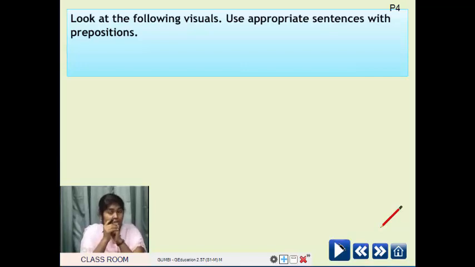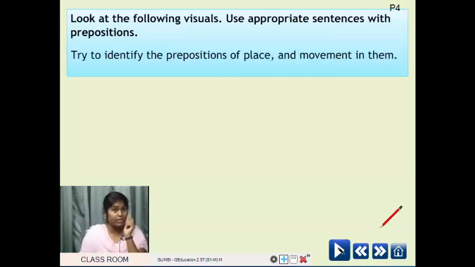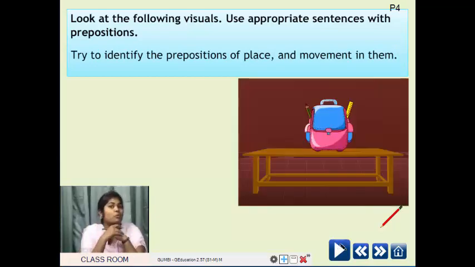Now children, I'm going to show you some pictures, and you have to guess the preposition there. Ready? Try to identify the preposition of place and movement in them. Ready, children? What do you see here? Come on, tell us what you see.